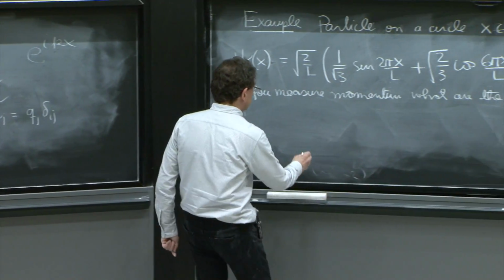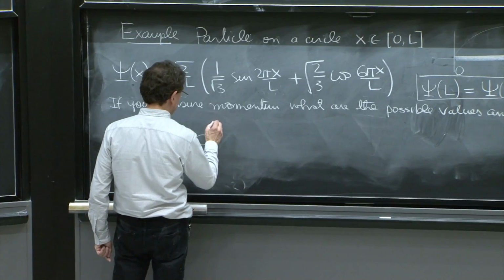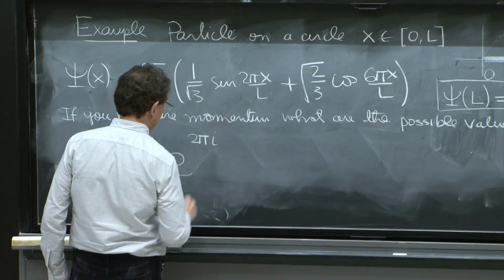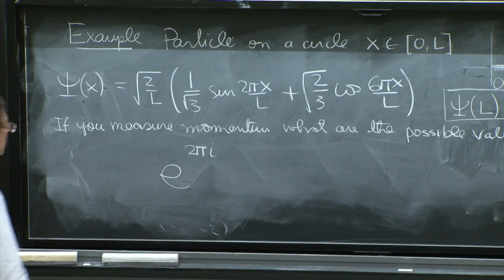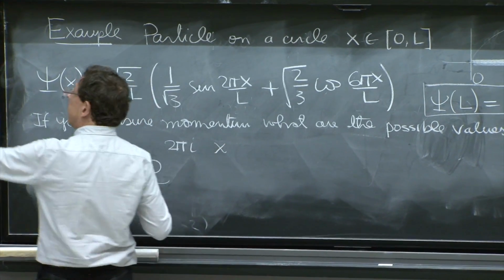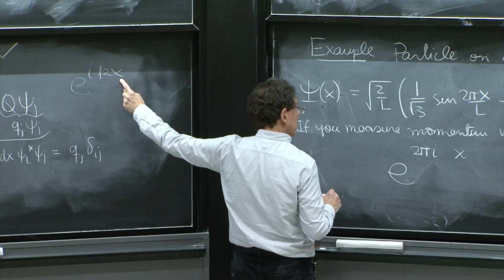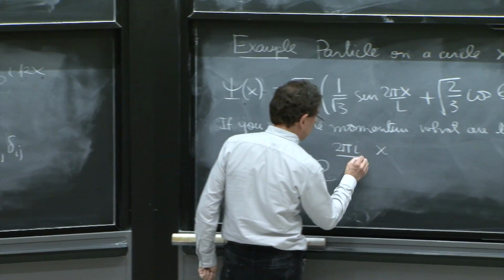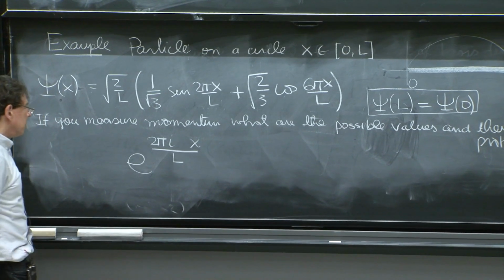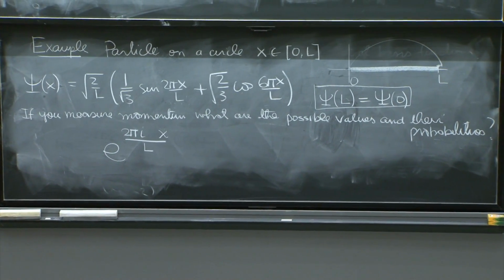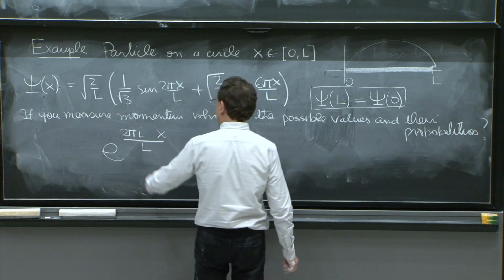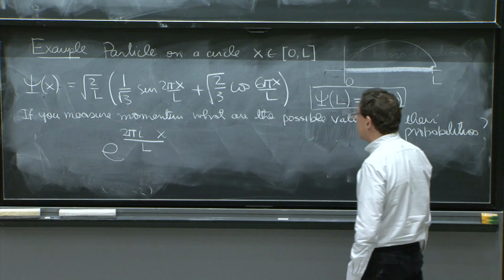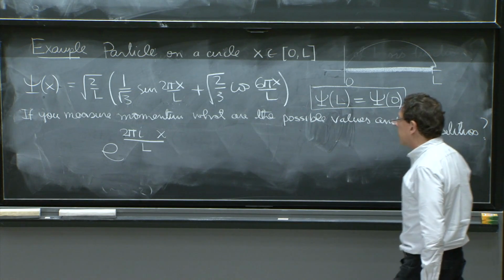Well, e to the 2 pi i, maybe. What else? x. There should be an x for a momentum thing. Now there should be no units here, so there better be an L here. And now I could put maybe the 2 pi, well, for convenience, but let's see.